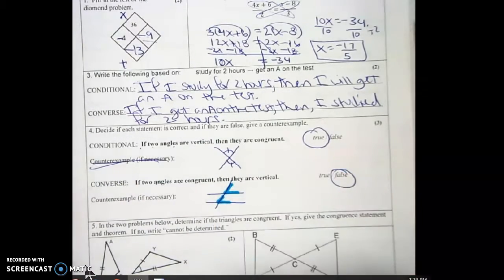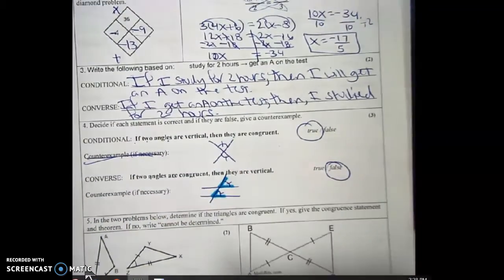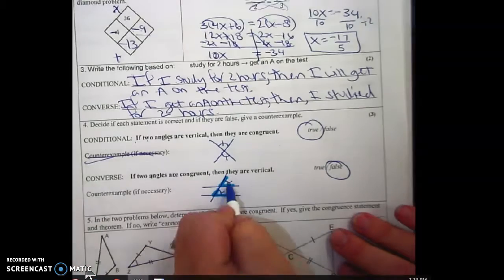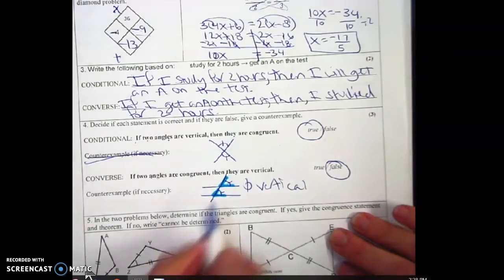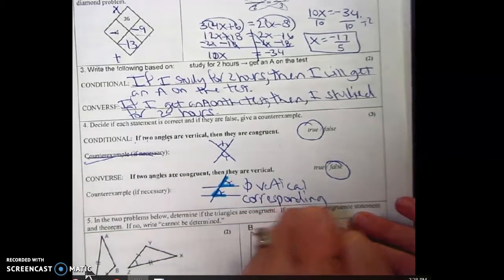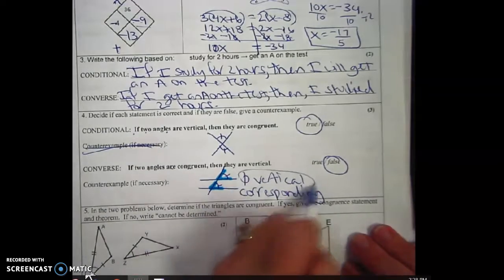Top right, top right. So maybe you don't remember the name, but you could just write those are congruent and it's not vertical. Sorry, I keep trying to zoom. So it's false because these are not vertical. Maybe you don't remember the name is corresponding. If you do remember, then you'll write corresponding. If you don't remember, then you'll just write it's not vertical.